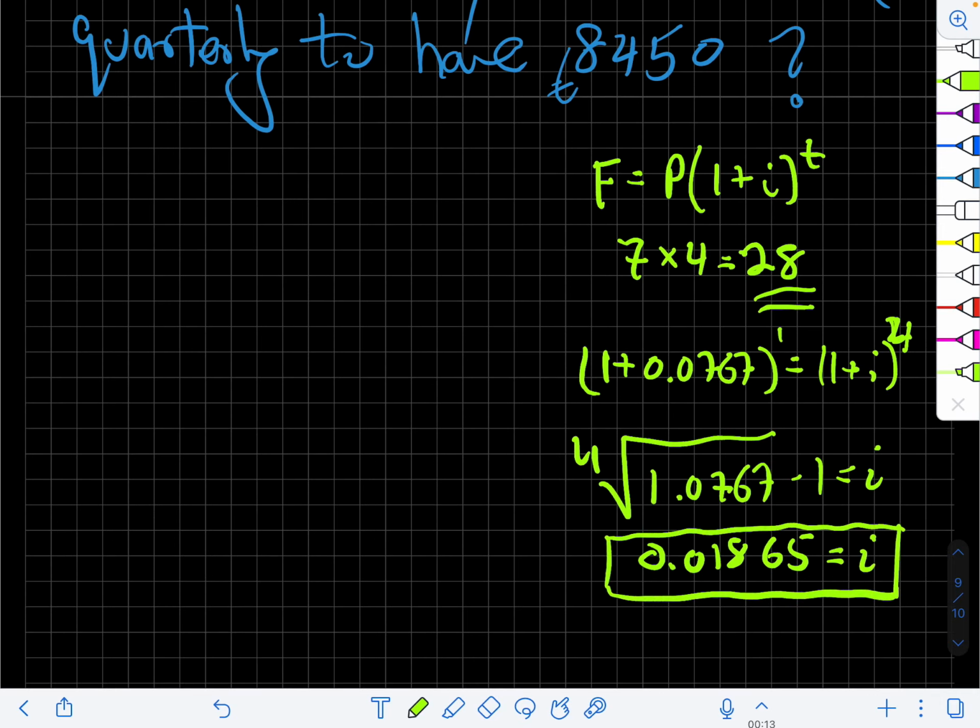Remember, significant figures means you go to the first number that's not 0, and you count from there 4 places, and you round to that number. So now we're going to start our calculation.